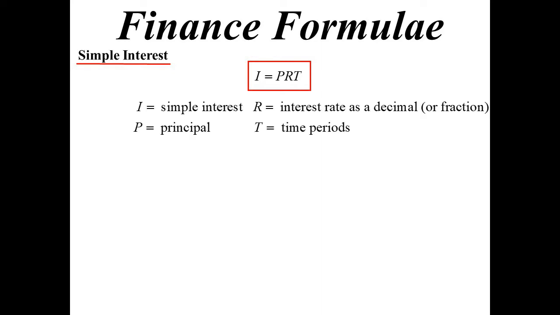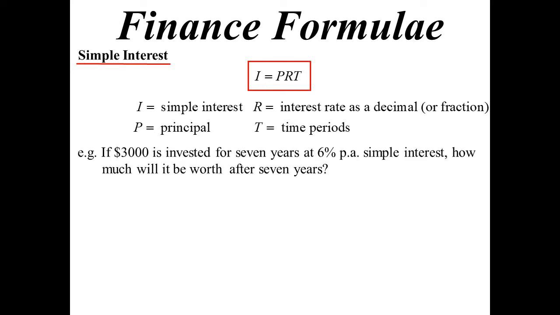Finance formula. Simple interest, I guess, is the first type of finance formula we see, and it's a very basic thing. I write it this way: I equals PRT. I is the amount of interest, P is the principal, capital R is the interest rate as a decimal or a fraction. It's up to you, of course, how you do it. And T is the time period.